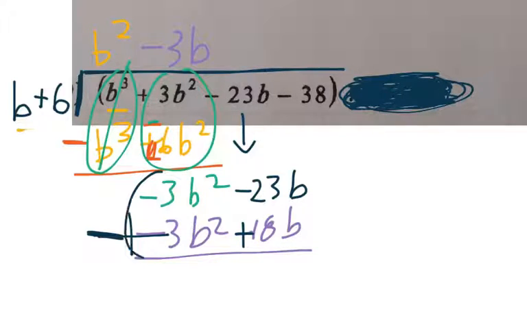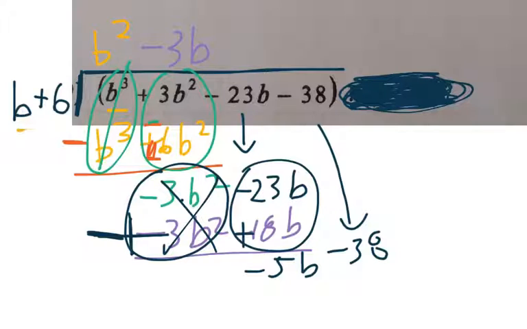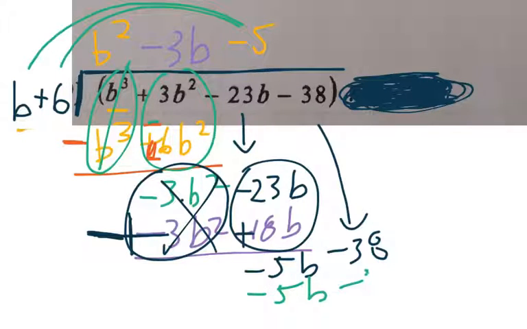So notice here, what is negative 3 plus a 3? Well, b squared is gone. And right here, I have 18 minus 23, negative 5b. What do I do again, guys? Bring down the negative 38. And now we're going to divide this negative 5b by b. And that's going to go in minus 5 times. And if I do my distributive property correctly, like so, I'm going to end up with negative 5b minus 30.